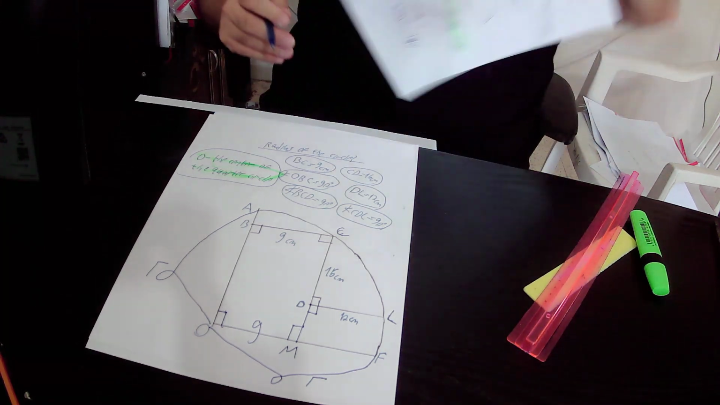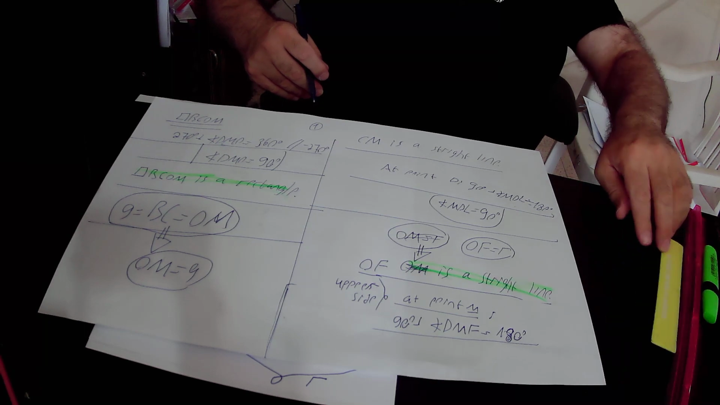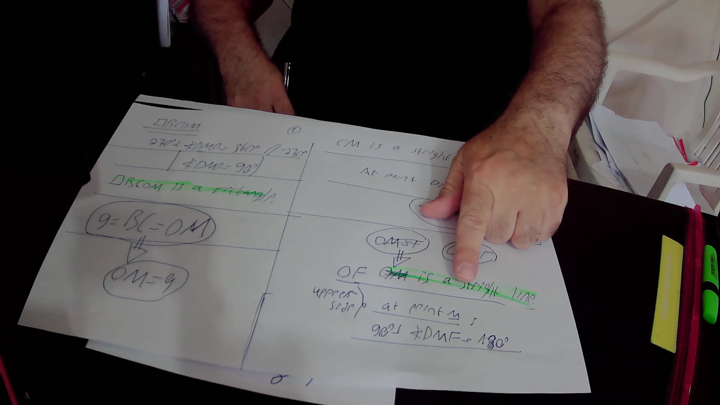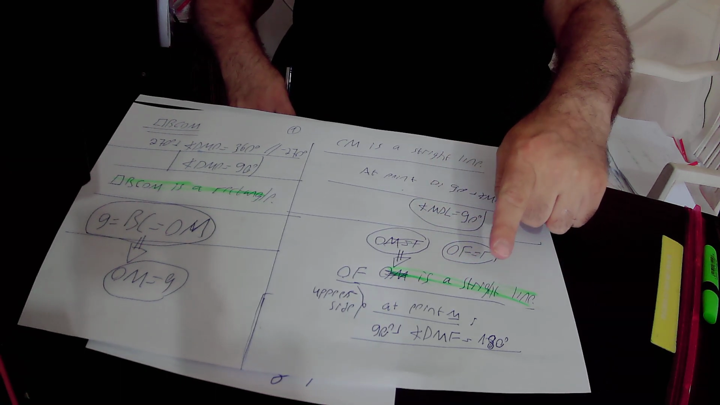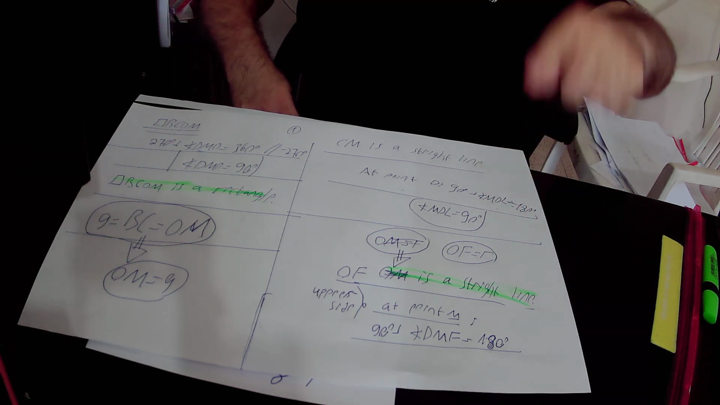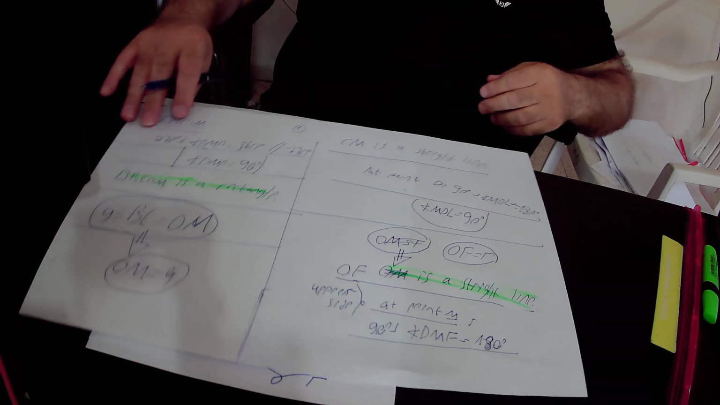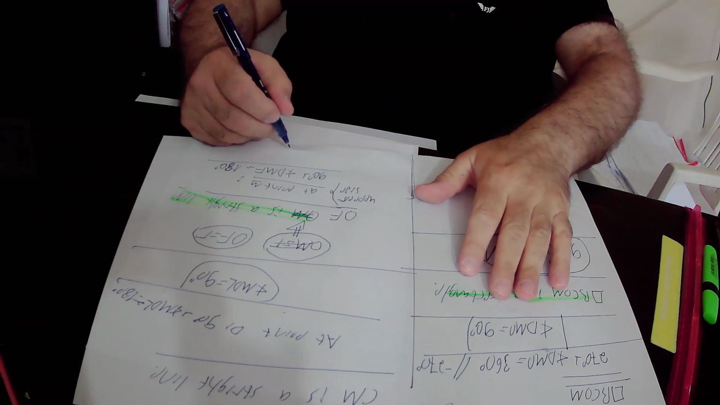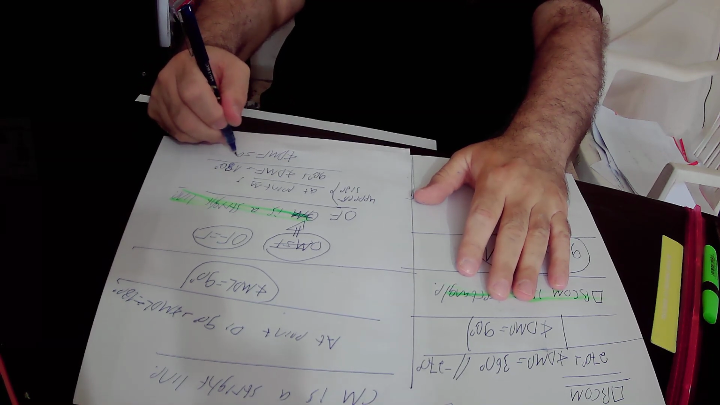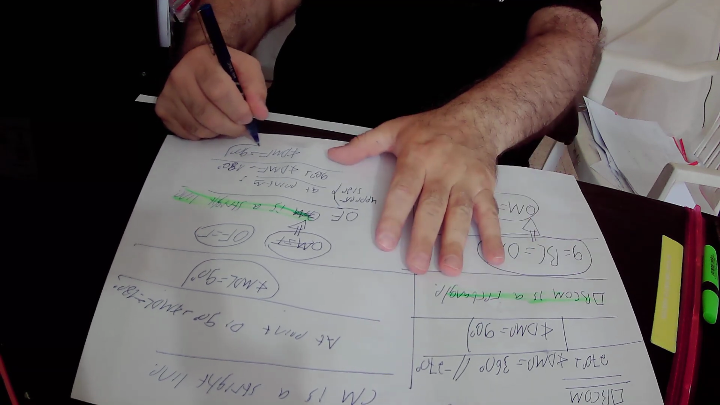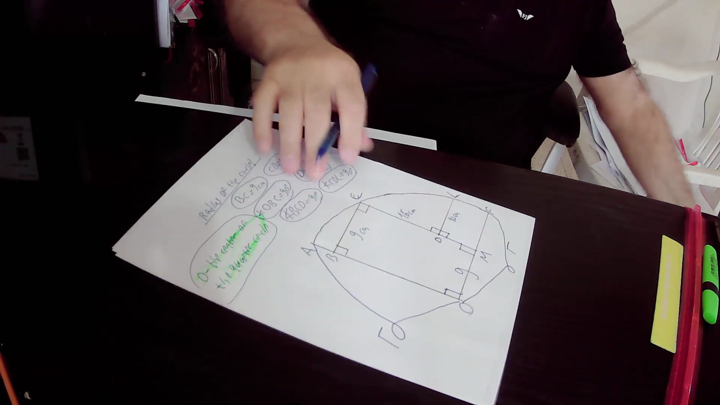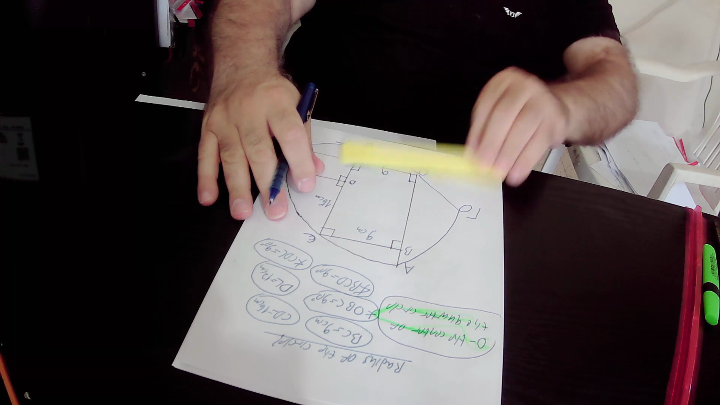I repeat again. On the upper side of the straight line OF at point M, the sum of the angles must be equal to 180 degrees, that is to say 90 degrees plus angle DMF. In total, they must be equal to 180 degrees. We subtract 90 degrees from this equation and we get that the missing angle DMF is equal to 180 degrees minus 90 degrees. It is equal to 90 degrees. So we found out that the missing angle is a right angle, equal to 90 degrees.